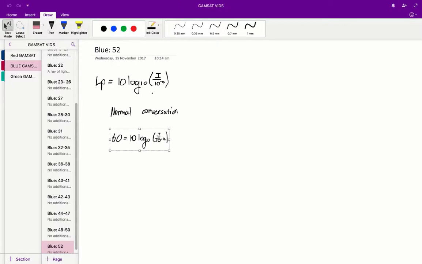Question 52, ACER Blue Paper. So basically, we're given this decibel equation where we have the sound intensity level or decibels on the left-hand side and this log on the right.